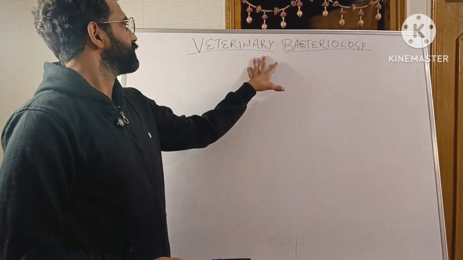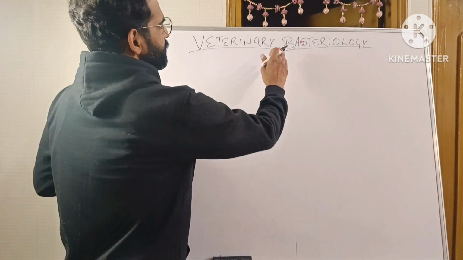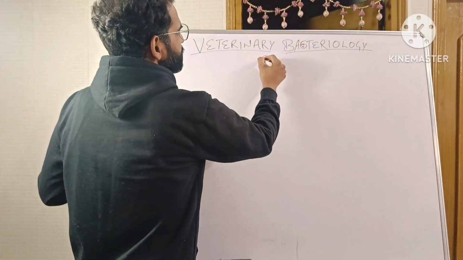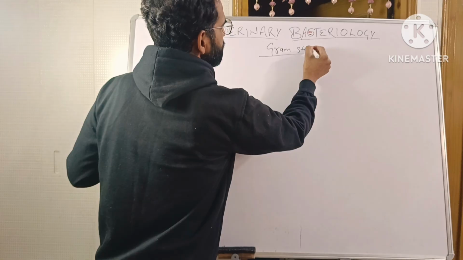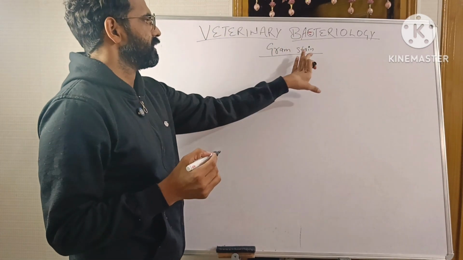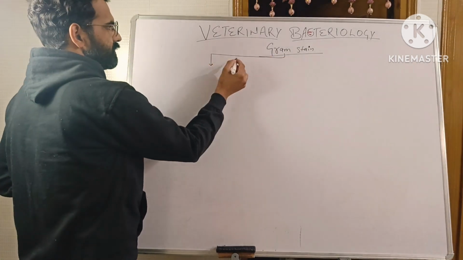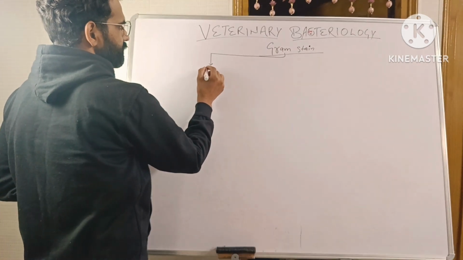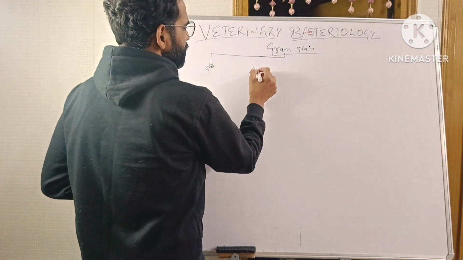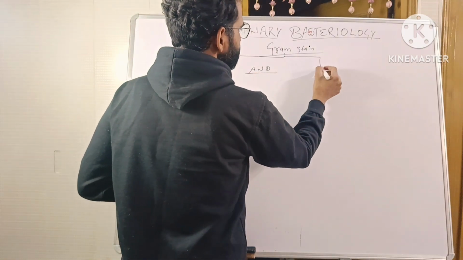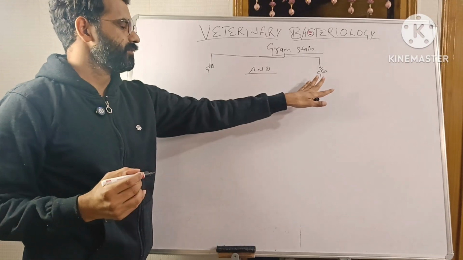In this lecture, we are going to study the bacteriology portion. As you know, the basic stain for bacteria is the Gram stain, so we'll start our classification topic from the Gram stain. As far as the Gram stain is concerned, we can classify them as gram positive bacteria and gram negative bacteria.